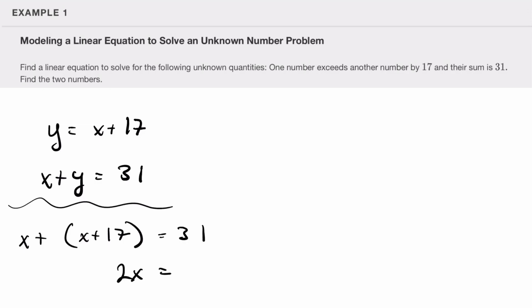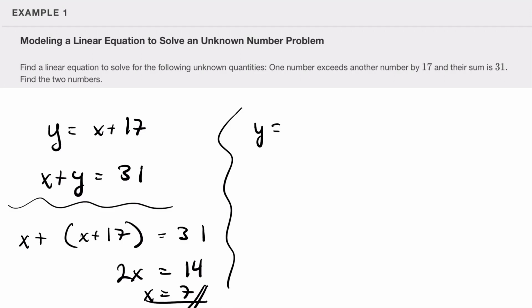If we subtract 17 on both sides, 31 minus 17, what is that? No, let's try that again. 21 minus 7, 20 minus 6, I guess 14. Yeah, okay. And then divide both sides by 2, x equals 7. Okay. So then we can plug it back into the first equation to solve for y. So y equals 7 plus 17. So then y equals 24.